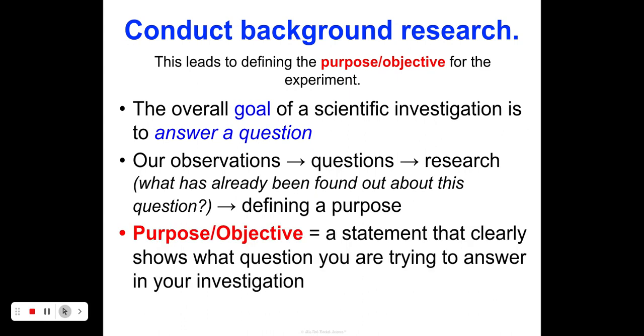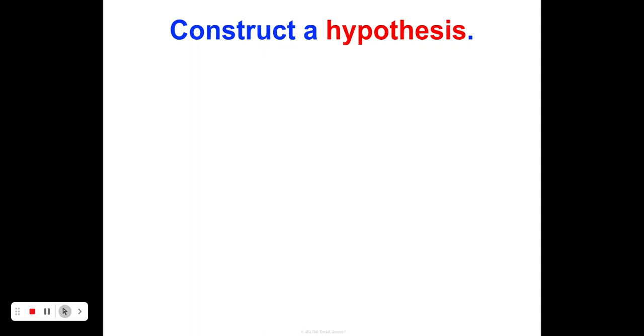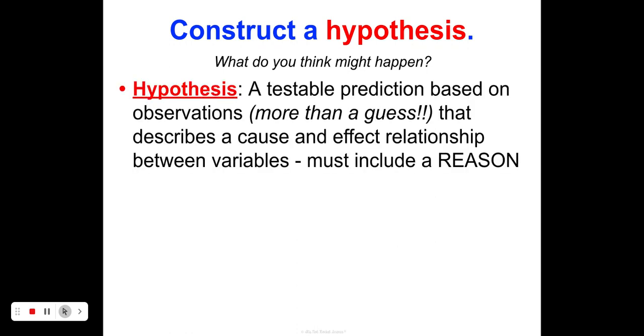A statement that clearly shows what question you are trying to answer is the purpose or your objective. You can say that in a lot of different ways. And then you construct a hypothesis. It's what you think might happen, and it usually includes a reason. It has to be testable. We have to be able to prove it right or wrong. It has to be based on observations, it has to describe a cause and effect relationship, and it has to have a reason.